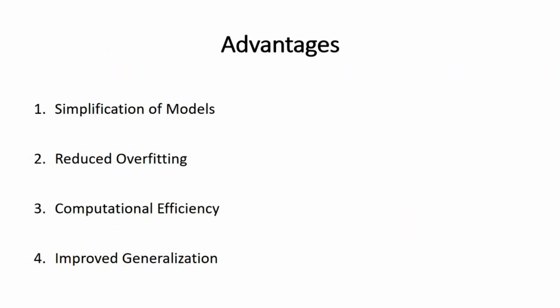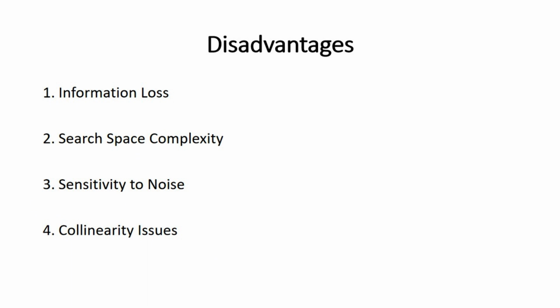The following are the advantages of subset selection. First, subset selection helps in simplifying complex models by focusing on the most relevant features, which can improve model interpretability. Second, selecting a subset of features can reduce the risk of overfitting, especially when dealing with a high-dimensional dataset. Third, smaller subsets lead to faster model training and prediction times, making the model more computationally efficient. Fourth, by selecting only the most informative features, subset selection can lead to models that generalize better to new, unseen data.